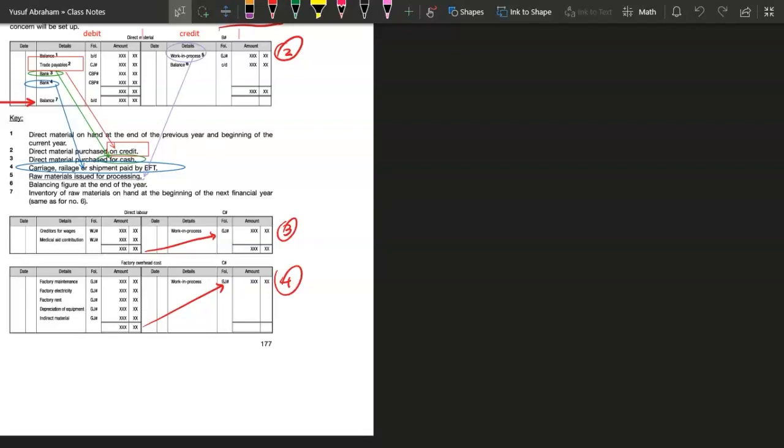Would we lose marks if we said creditors control instead of trade payable? No, use trade payable, not control. I don't know why you would use control. Use creditors. You can say creditors, fine. Trade payables.